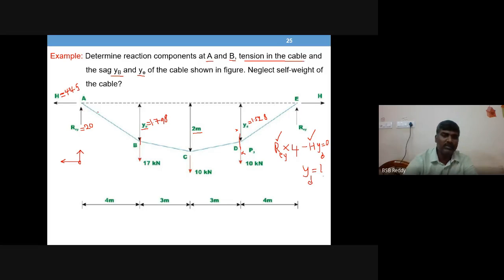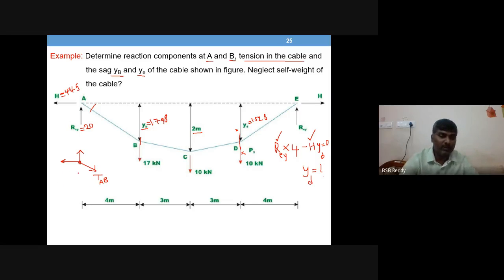So you cut this cable. Free body diagram means you have to remove the joint from the system, right? So you have to remove the joint. How to remove the joint? You have to cut this cable. So the reaction from the cable is like this: TAB.